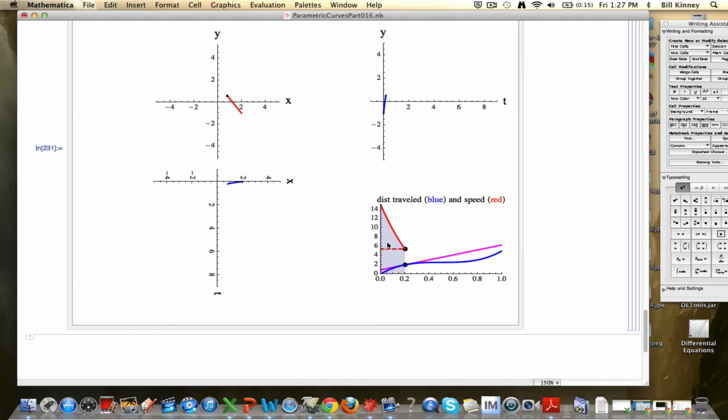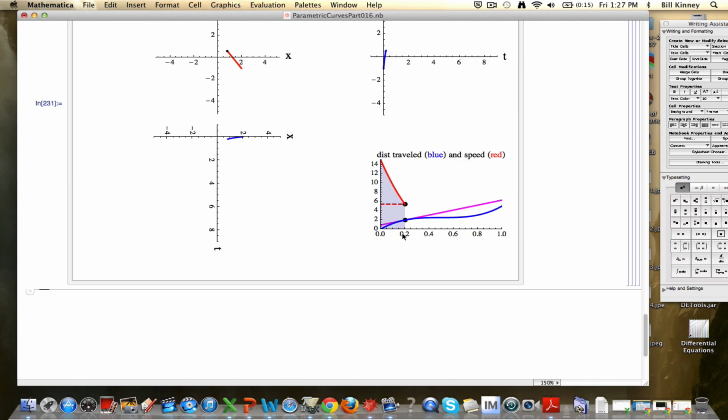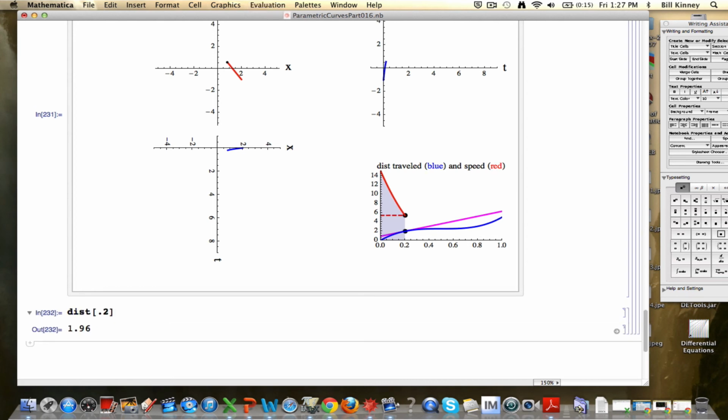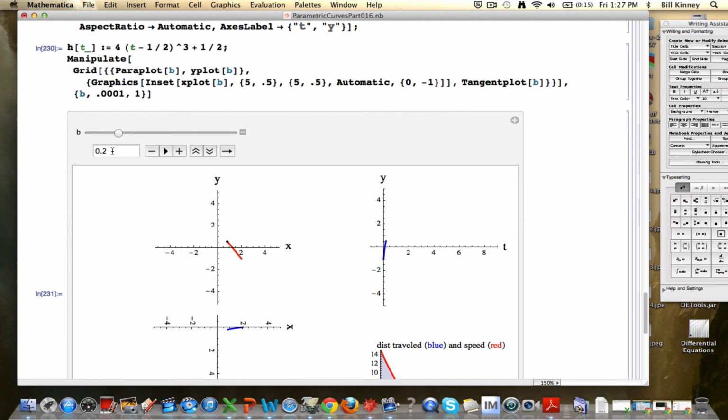1.1 plus 0.95 then, which is close to 2, should be the value of the blue graph at time 0.2, and you can see that is about right. Dist of 0.2 is about 2. Let's try one more. Let's try t equals 0.5.